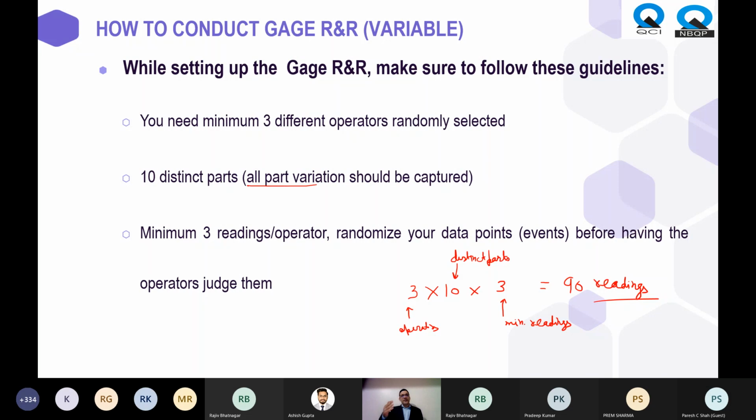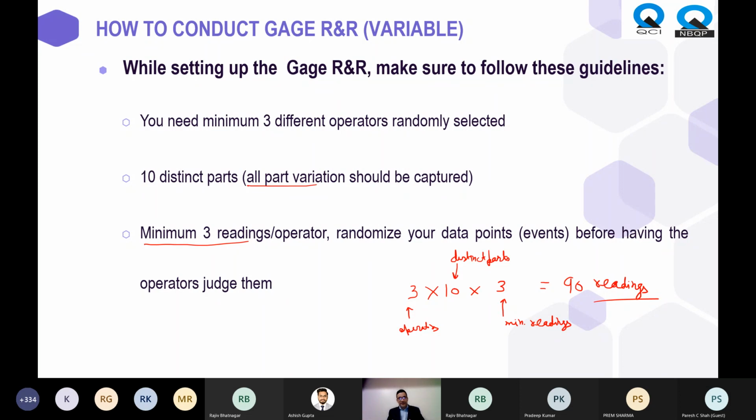Then again, the first operator comes for his second trial. For the second trial, as you can see, minimum 3 readings. So it's not that you call Ram and he captures 3 data in one go. Not allowed. So in the second attempt when he comes, again the data is jumbled. The parts are jumbled. He won't be able to know whether he has taken part 1 or part 2. Otherwise, he could do some cheating. There could be some bias in his opinion. He will say, last time I gave this value 5.1 to this reading, I should again give 5.1.